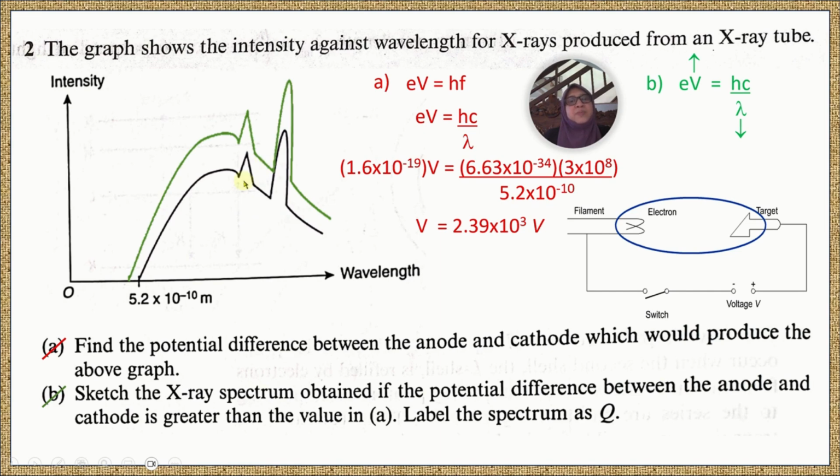spectrum. Why? Because the target used in this question is the same target. So that's how to sketch the new X-ray spectrum, and the question asks to label the spectrum as Q. So you must label it. So that's the answer.